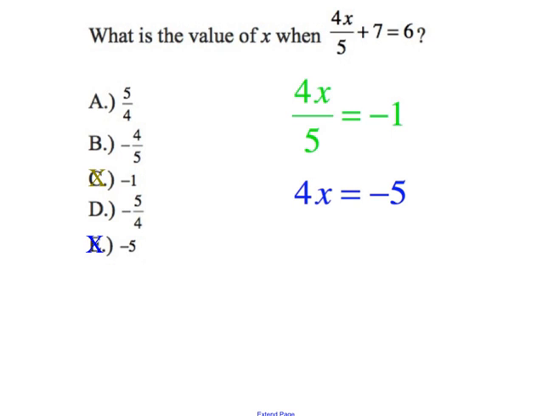I go ahead and multiply both sides by 5. Again, -5 is an option. -5 is on a side by itself. So they're trying to get you to answer -5 because you're not quite done yet. And my final answer is D.